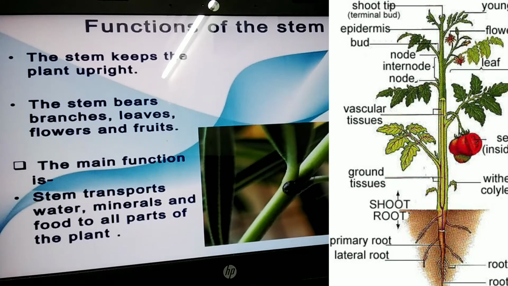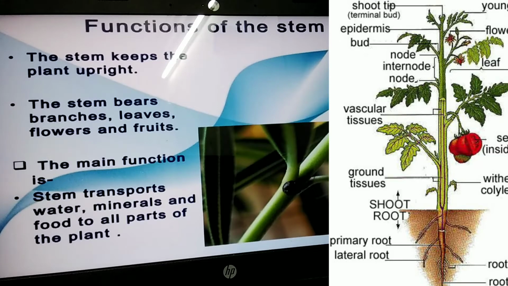The stem keeps the plant upright. It grows towards the sunlight. Young stems are green in color and old stems are brown. It bears the leaves in such a way that they get enough sunlight. They bear flowers and fruits.